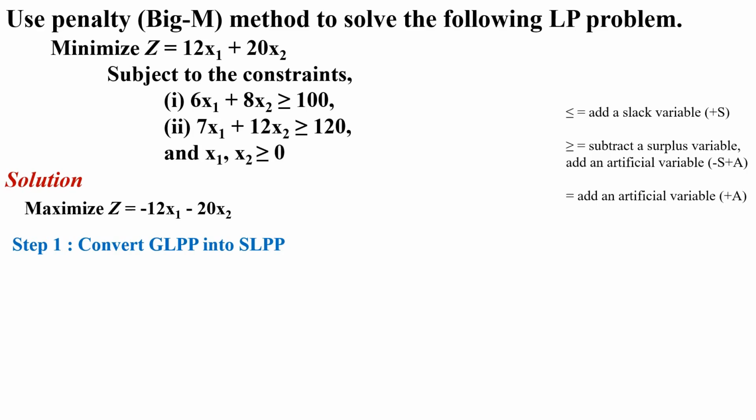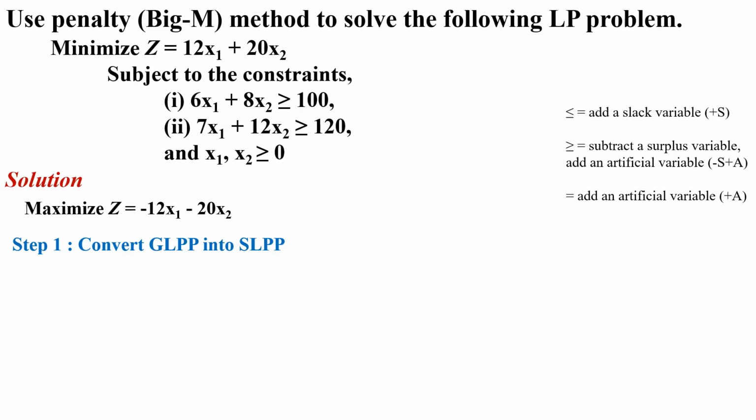In the Big M method, if any constraint has a less than or equal to inequality symbol, then add a slack variable, that is plus s. If any constraint has a greater than or equal to inequality symbol, then subtract a surplus variable and also add an artificial variable, that is minus s plus a. Similarly, if any constraint has an equal to symbol, then add an artificial variable, that is plus a.